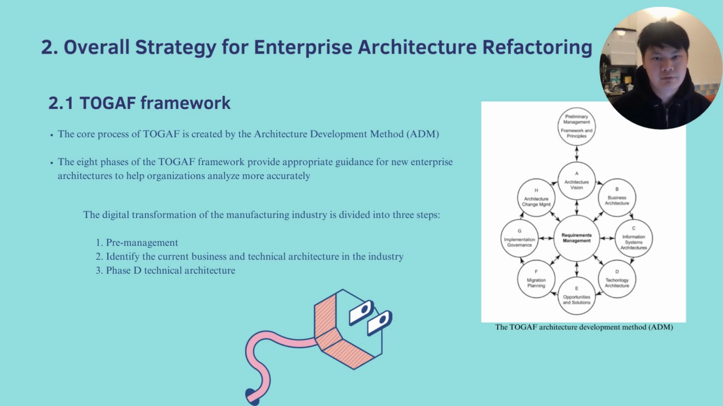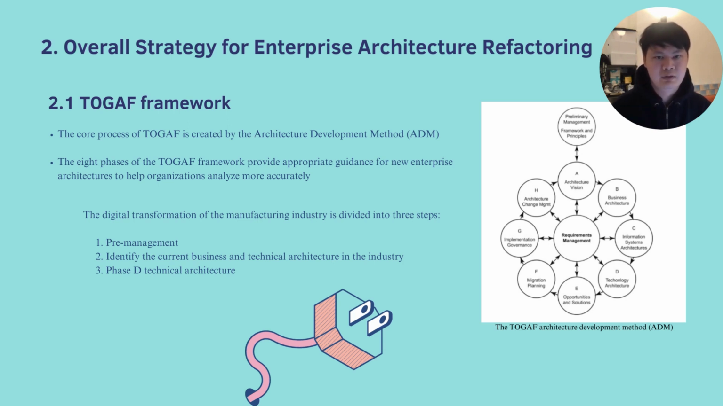The TOGAF framework refers to the business layer of enterprise architecture. The architecture development method, called the ADM, is the core process for creating the TOGAF framework. The concept of the inception phase, preliminary phase, and phases A to H are usually performed sequentially, but some steps may be left for iteration, and the eight phases of the TOGAF framework provide a roadmap for a new enterprise architecture to help organizations analyze more creatively.